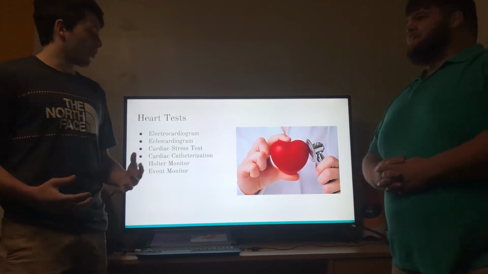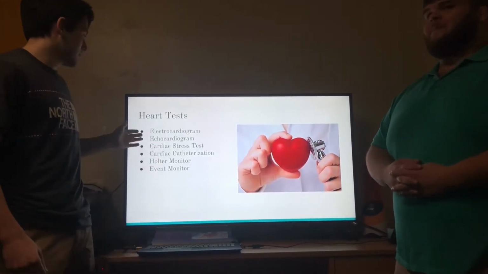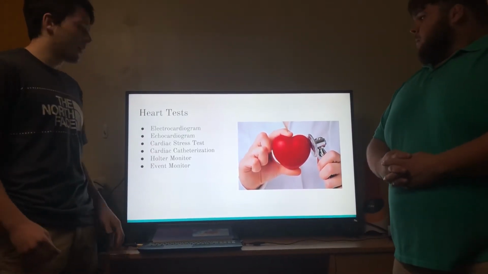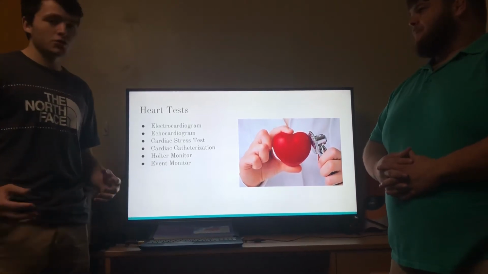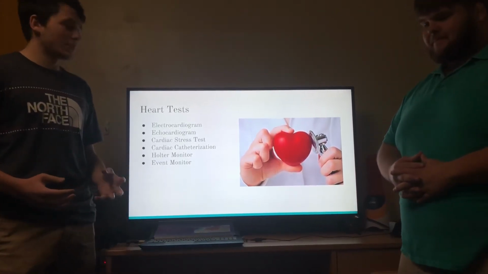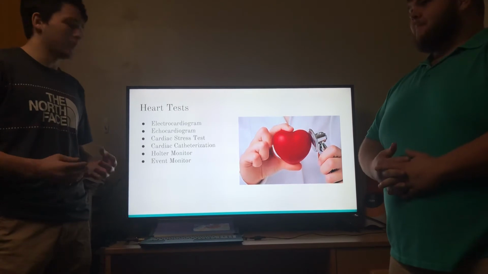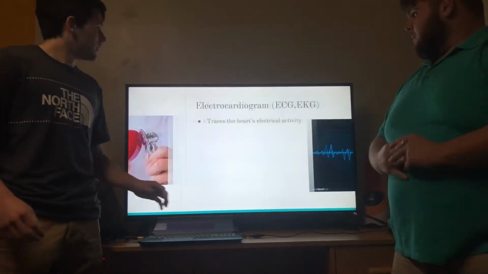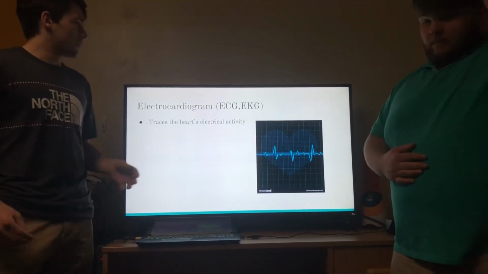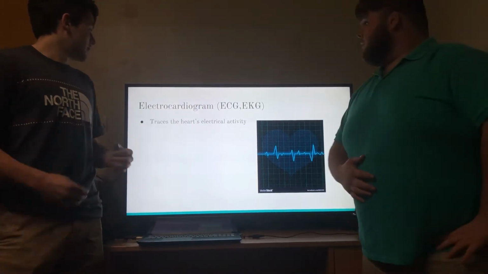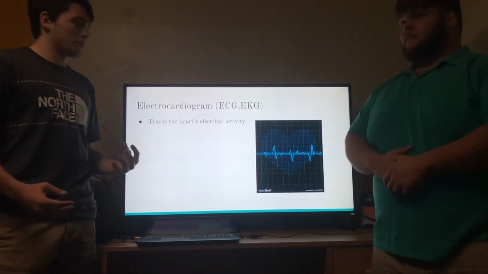And now we're going to go over heart tests. A couple listed include the electrocardiogram, the echocardiogram, the cardiac stress test, the cardiac catheterization, and of course the Holter monitor and the event monitor. The electrocardiogram, or the ECG or EKG, is a device that traces the heart's electrical activity.